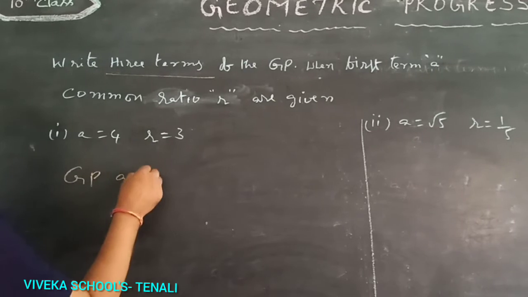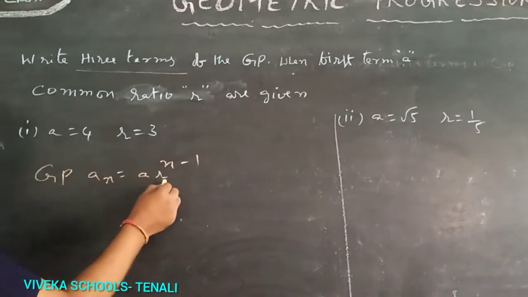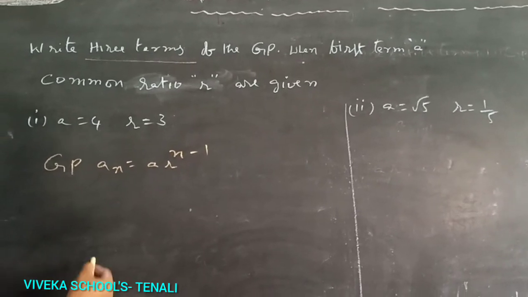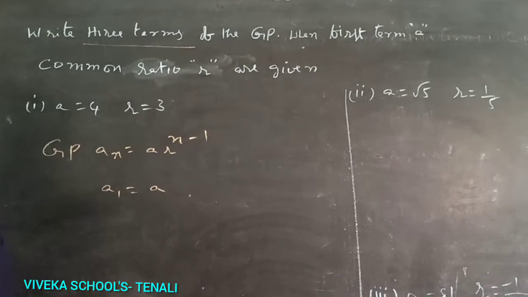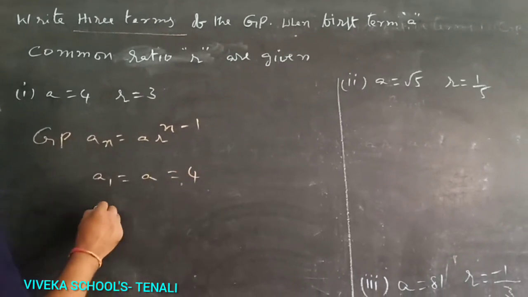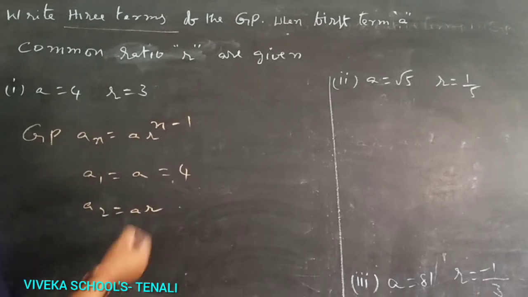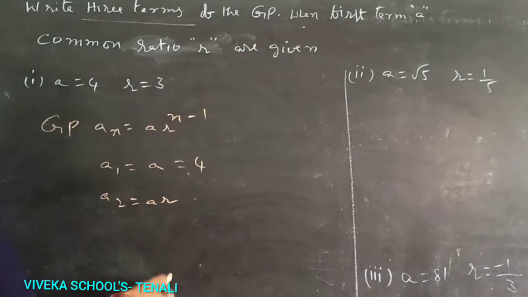GP, AN is equal to A into R to the power of n minus 1. That is the nth term formula. So, first term, A1 is equal to A, that is equal to 4. A2 equal to AR. Already we know that. What is the general form of the GP? AR square.